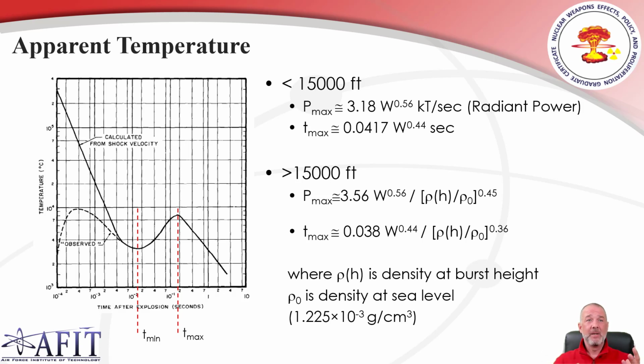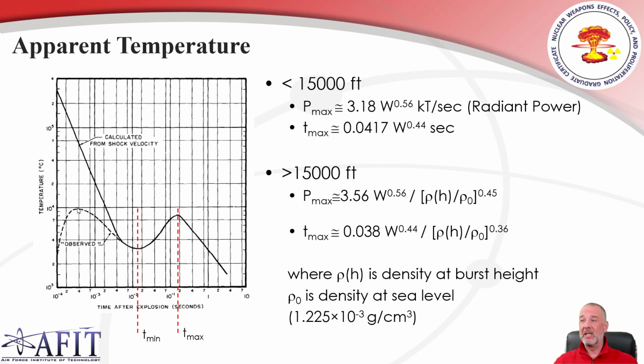And the Tmax is basically after that shock front has become transparent to the photon energy shining from the inner fireball. The peak of where that occurs is called Tmax. Technically, it's called T2 max, with T1 max being right here, but that's not super important for us. So we have a maximum amount of power below 15,000 feet, and our Tmax we can calculate based on the weapon yield. And above 15,000 feet, we have similar expressions, but they're modified to account for the change in density of the air at different altitudes.